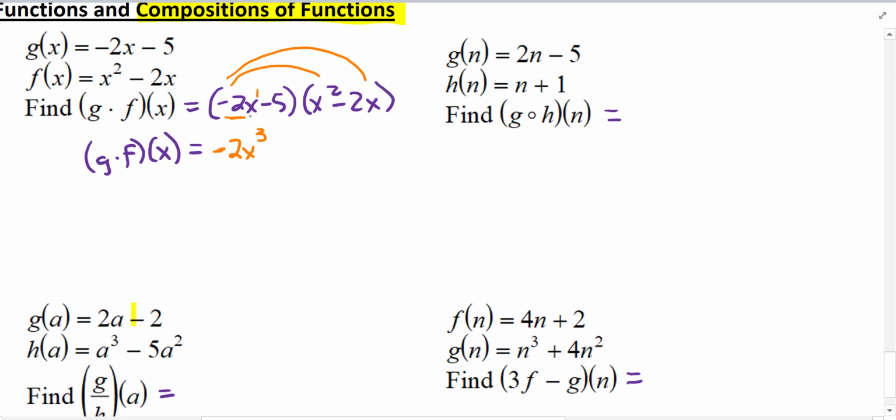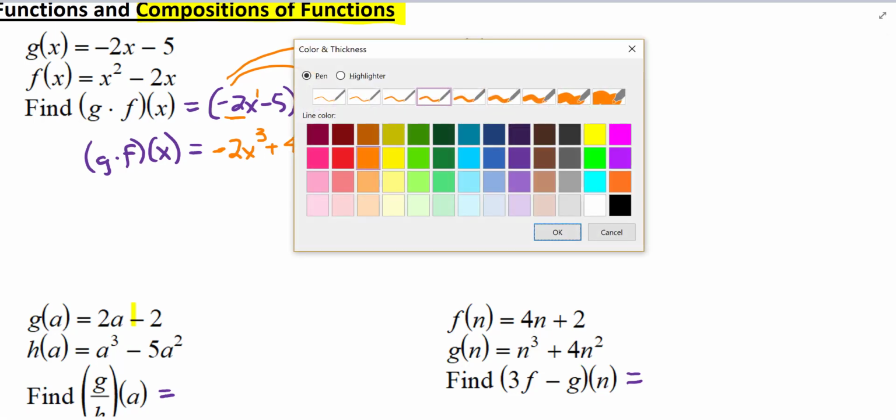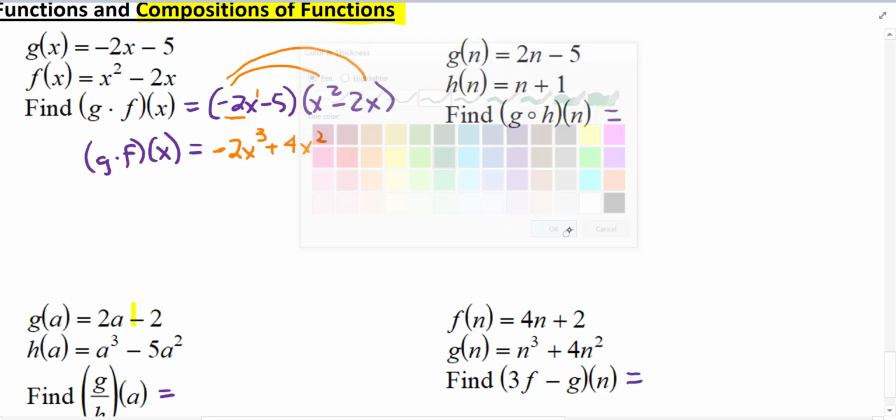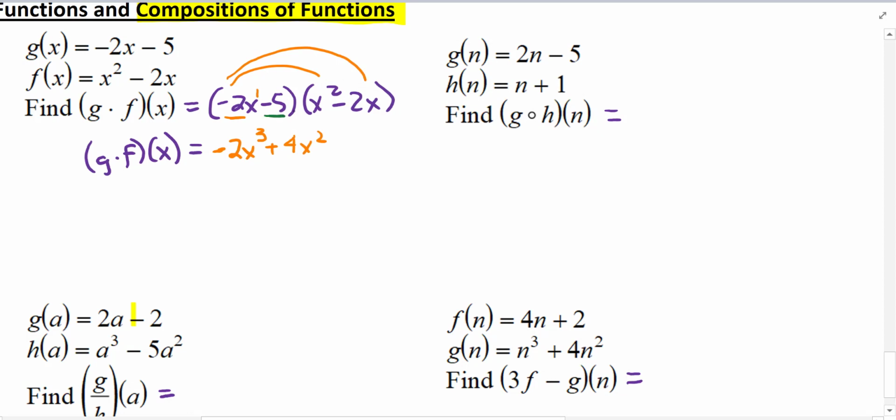Then we have negative 2x times negative 2x. You get positive 4x squared. All right. Change my colors. Now we're going to take this negative 5 and we're going to multiply it by those two things. So negative 5 times x squared is just negative 5x squared. Negative 5 times negative 2x is positive 10x.